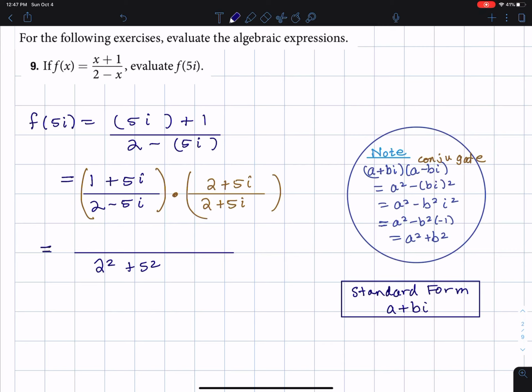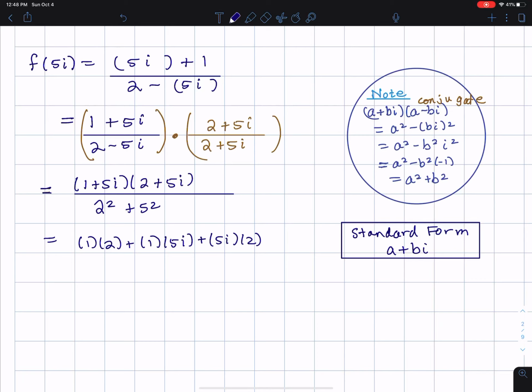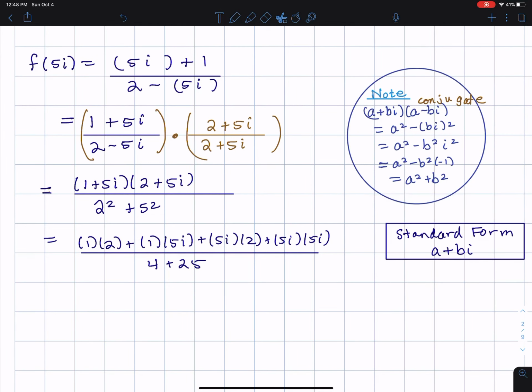In the numerator, I'm not so lucky. I have 1 plus 5i, and then 2 plus 5i, and I need to multiply that out using FOIL. So I have 1 times 2 plus 1 times 5i plus 5i times 2 plus 5i times 5i. In the denominator, 4 plus 25. All right. So, of course, you can do a lot of this in your head, and it might look a lot nicer, actually.